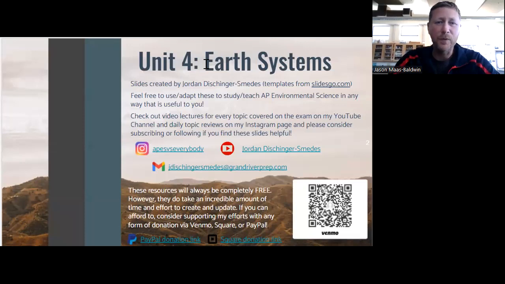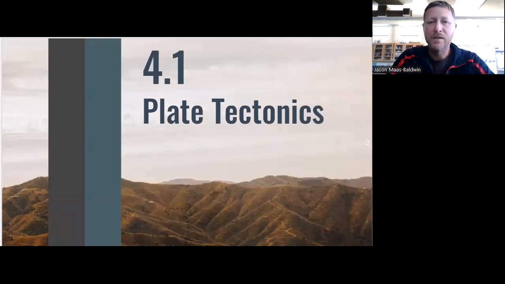Let's do this. We are talking about Unit 4, which is going to focus on Earth systems, how the geology and other components of the Earth all flow together. And in this, we'll also be reviewing weather and a number of other things. So let's get started with plate tectonics.